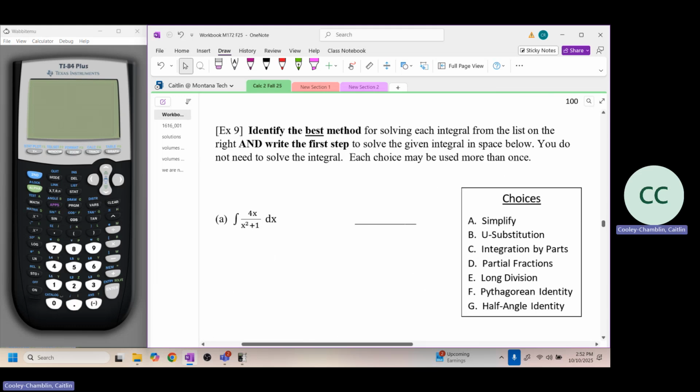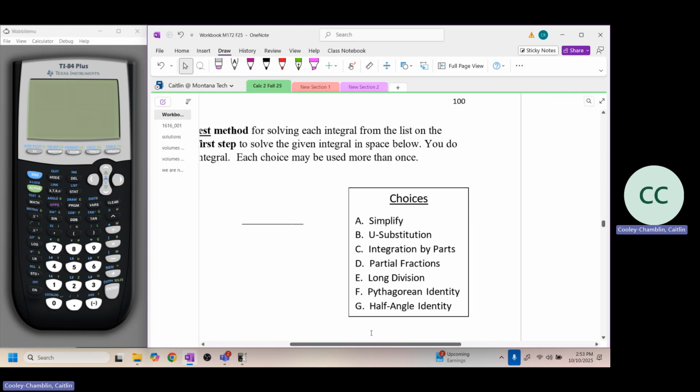says identify the best method for solving each integral. I will say these are always on my test. And write the first step to solve the given integral in the space below. You do not need to solve the integral. Each choice may be used more than once. Okay, so our choices are to simplify, use a U substitution, integration by parts, partial fractions, long division, the Pythagorean identity, and the half angle identity.